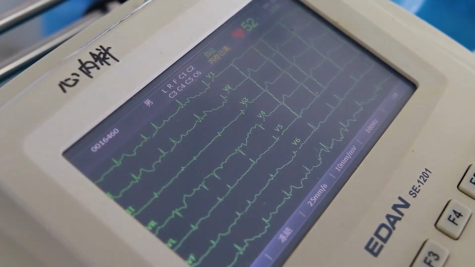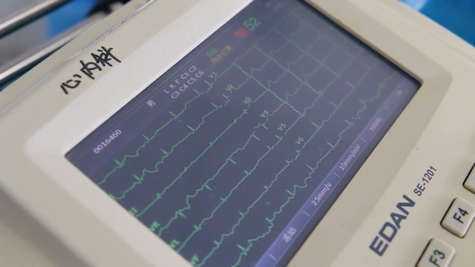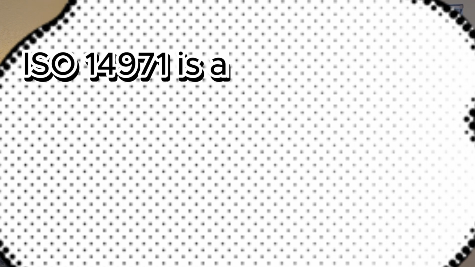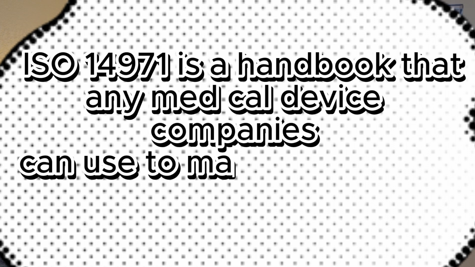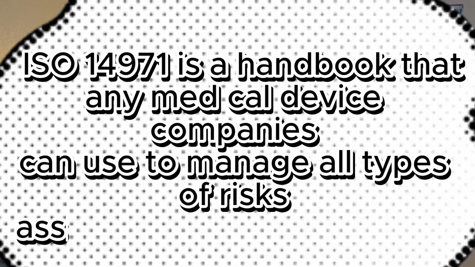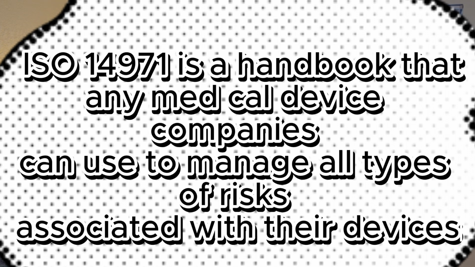So let's look at an example. Imagine you're designing a new medical device, let's say a heart monitor, right? You want to make sure all the functionality on your heart monitor works, but you also want to make sure that your device is safe for your patient, right? And when it gets used, it does not harm your patient. That's very important. So ISO 14971 is like a handbook that any of the medical device companies can use to help them manage all types of risk that are associated with their devices.